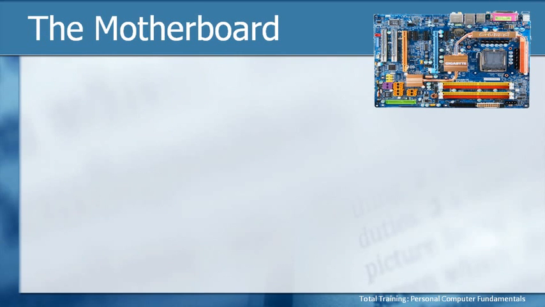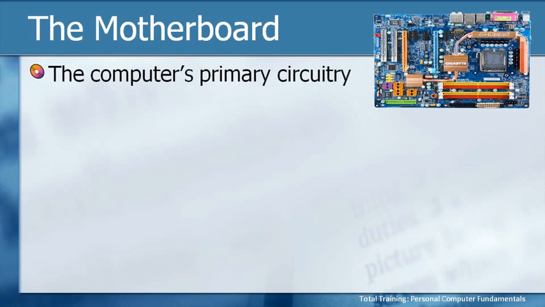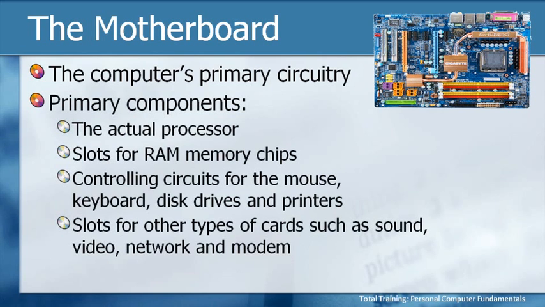Maybe one of the scariest things and the most technical that we'll talk about is the motherboard. This is where we have all of the circuitry. This is the computer's primary circuit board, and there literally can be thousands, if not millions of pieces on this one little piece of electronics. The primary components though are the actual computer processor, which we'll talk about in just a second, slots for RAM memory chips, the controlling circuits that allow the computer to recognize what a mouse is, a keyboard, a disk drive, and a printer, and what it should do with it, and then slots for other types of cards that we just mentioned, like sound cards, video cards, network cards, and modems.